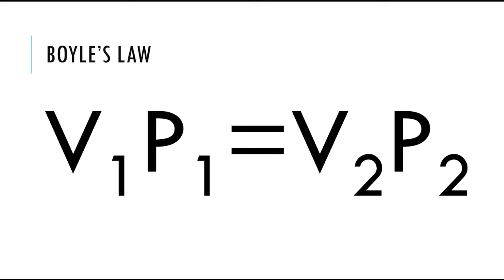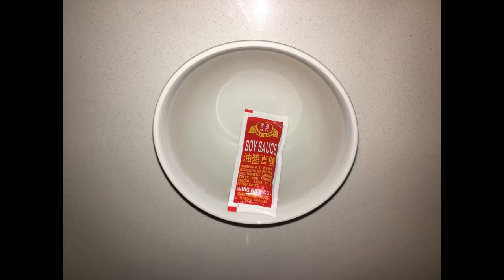Therefore, since K is a constant value, we can say that the first set of conditions is equal to the second set of conditions. So what this means is that when the pressure of a gas at a constant temperature increases, the volume will decrease. This experiment had 3 parts.